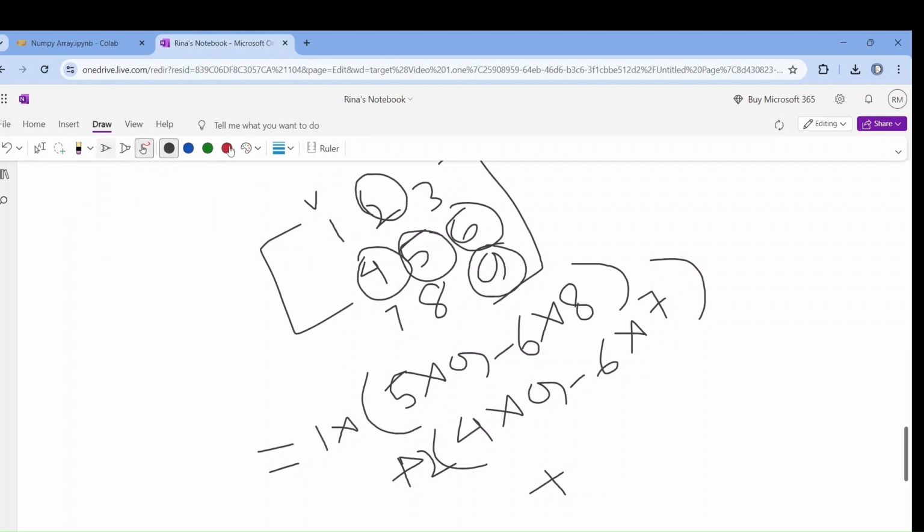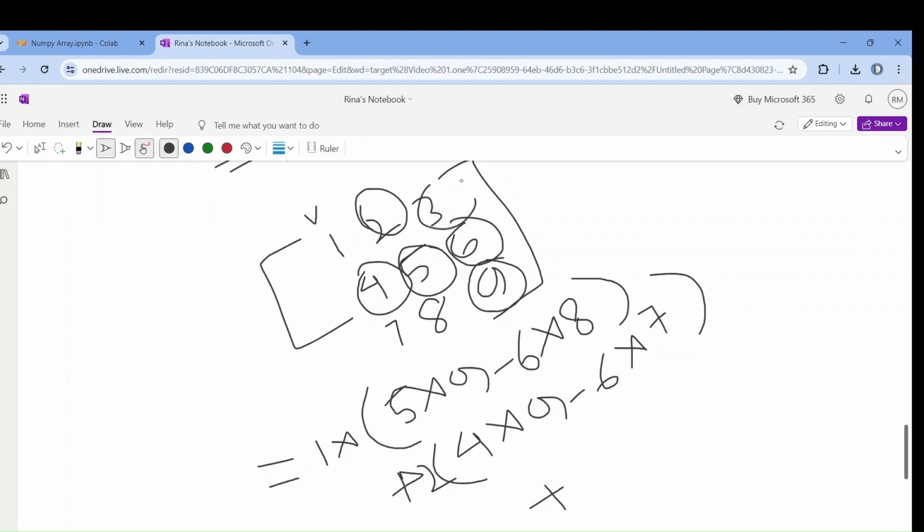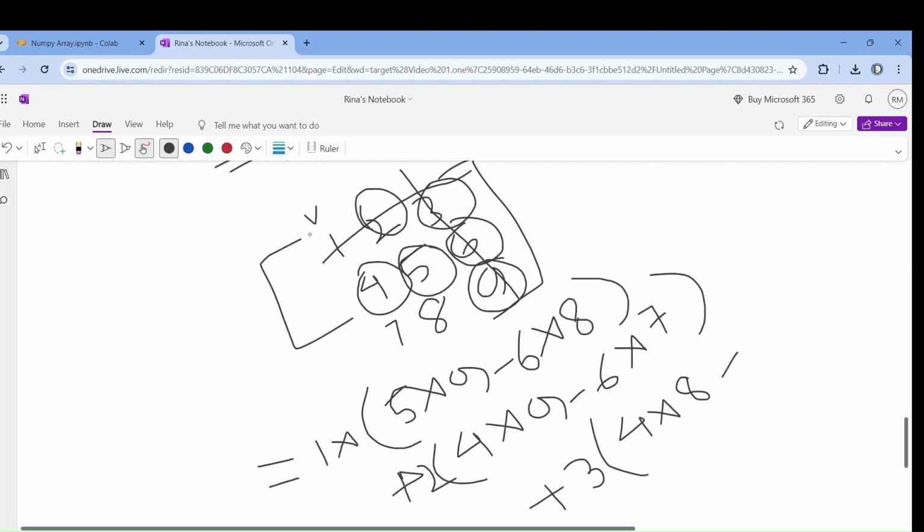Now let me erase this one. Okay, now take this one, 3. So I'll write 3. Now delete the corresponding rows and columns. Forget about them. So what is left? 4, 5, 7, 8. So 4 into 8 minus 5 into 7. Now simply calculate the whole thing, and you will get the determinant of the 3D matrix.